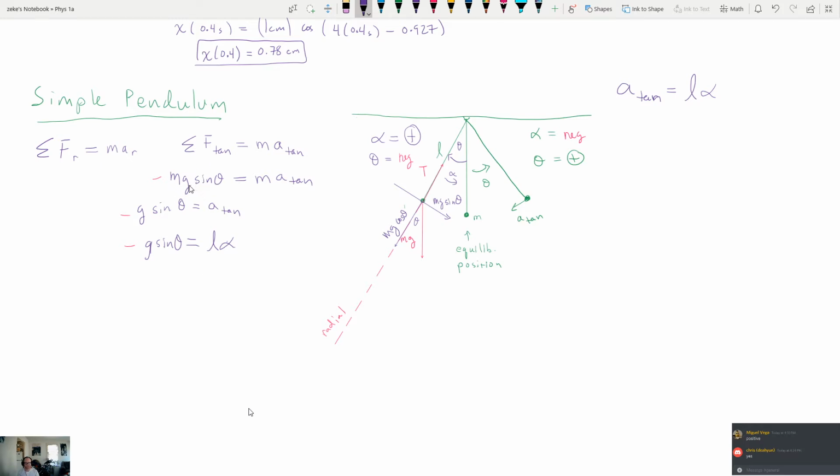So this means that this object is going to undergo simple harmonic motion because it has the two key components, which is an equilibrium position and a restoring force that always pushes the system back to equilibrium. In this case, that force is gravity. Okay, so we have negative g sine of theta equals L times alpha.